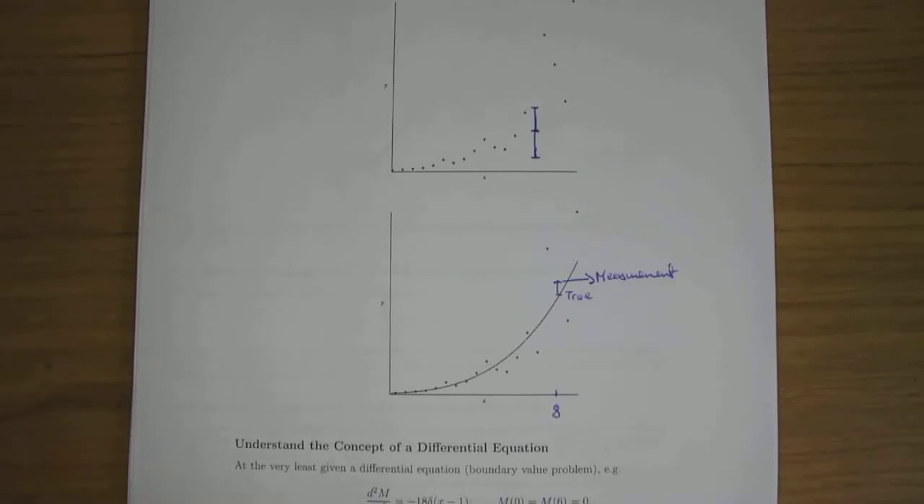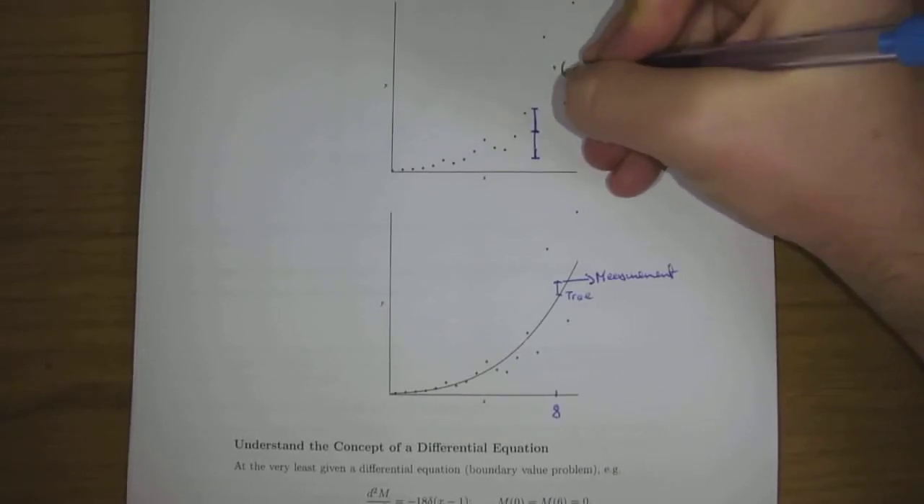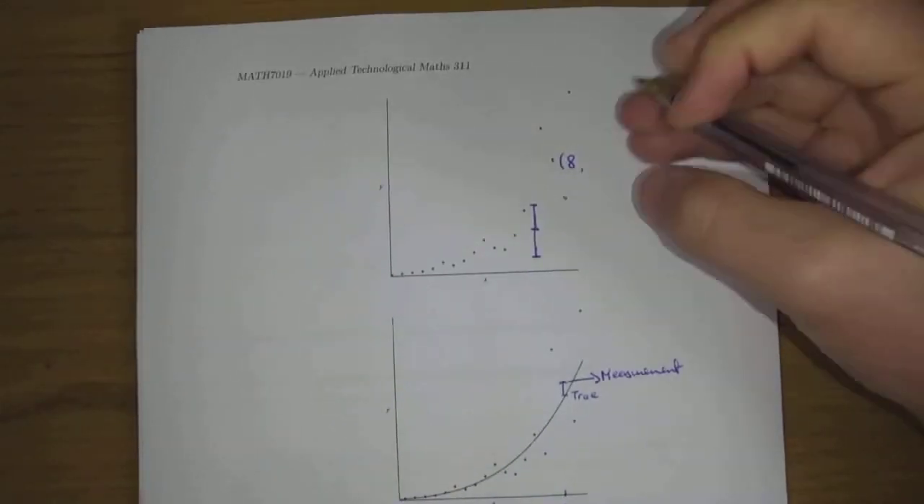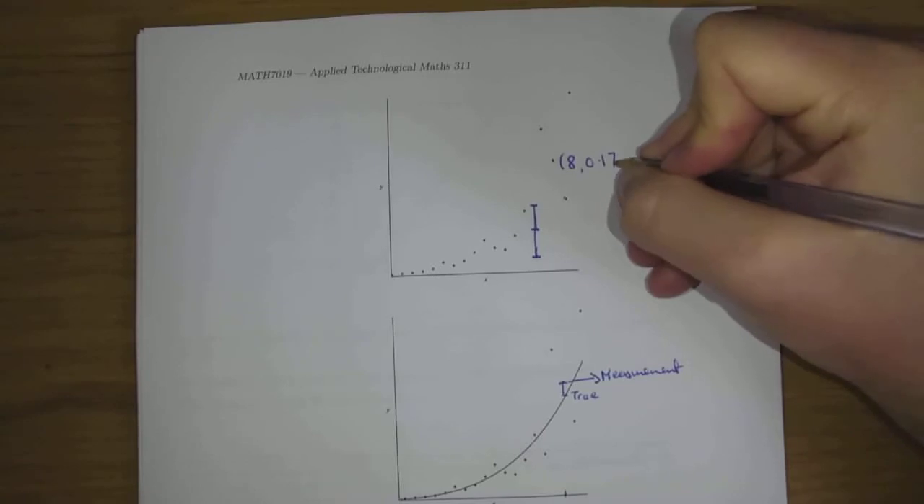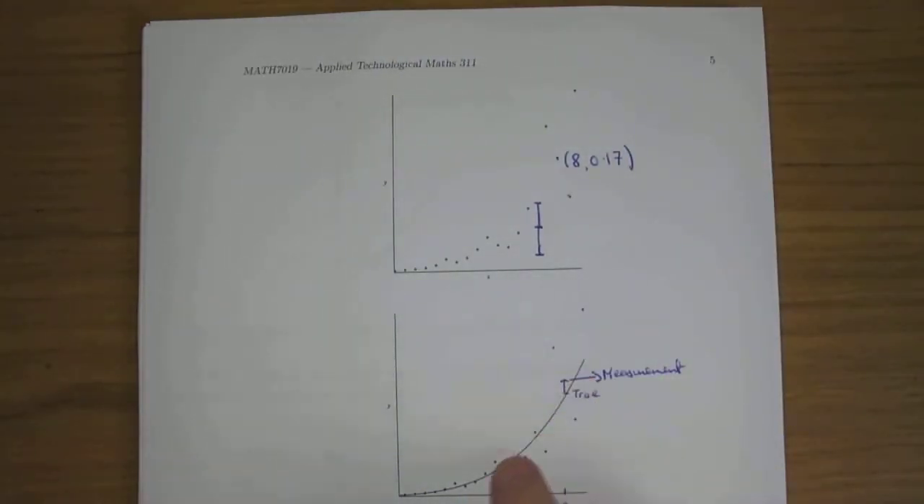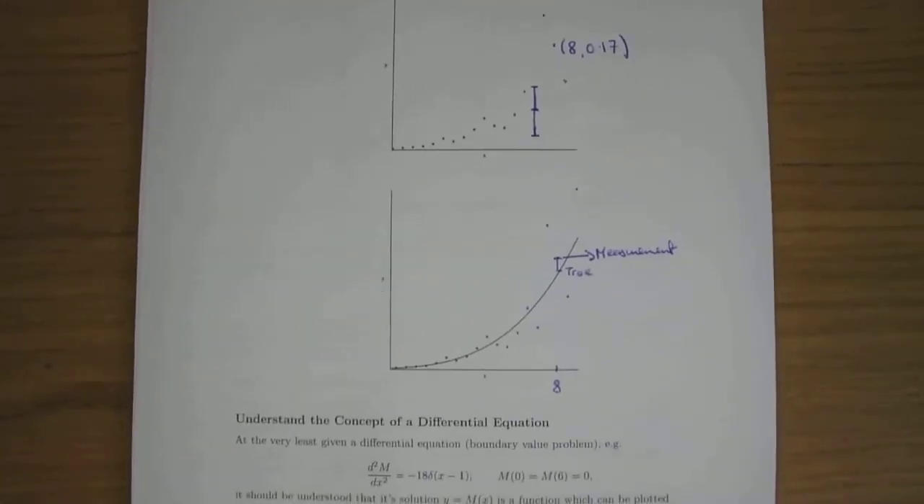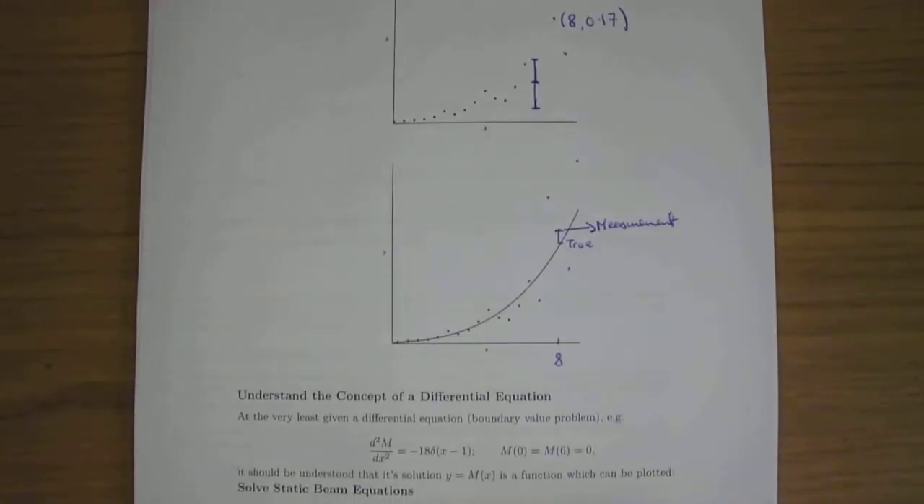We will be learning how to, given these data, which will all be given in terms of data points, say for example at 8, for argument's sake, let's say 0.17. You'll be given all these data points, and our job is to come up with a formula for this curve, which is called the curve of best fit. That's what chapter 1 is going to be all about.